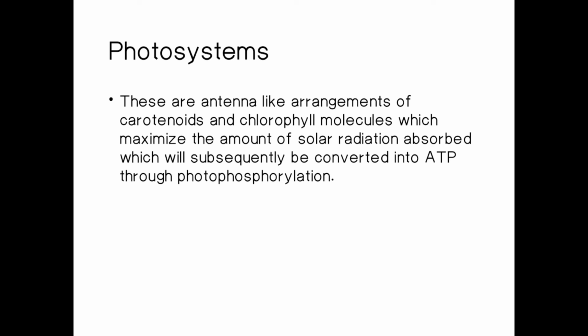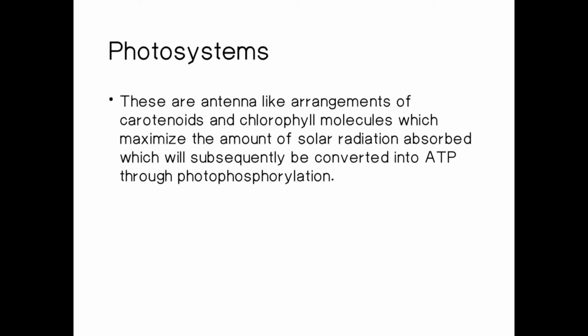Photophosphorylation. We have seen that one of the major aims of the light-dependent phase is to make ATP, and that ATP is made through a process known as photophosphorylation. We are going to see what photophosphorylation means. But basically that's what a photosystem is. Simply an arrangement of what? Carotenoids and chlorophyll molecules, which maximize the amount of what? Solar radiation absorbed, which is subsequently converted to ATP through photophosphorylation.